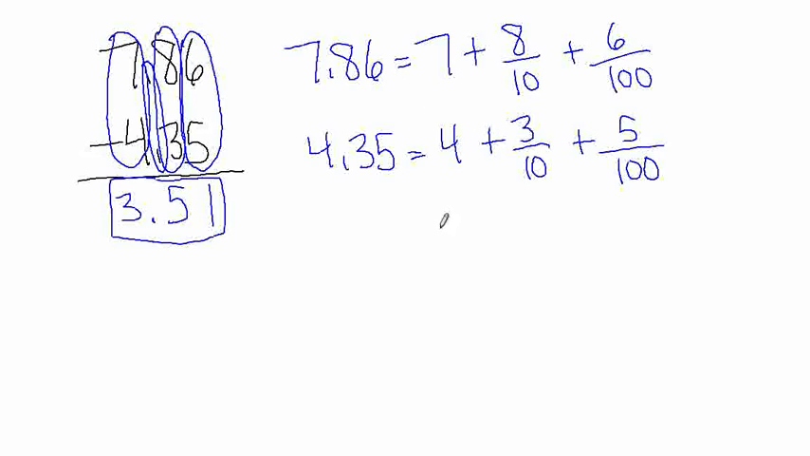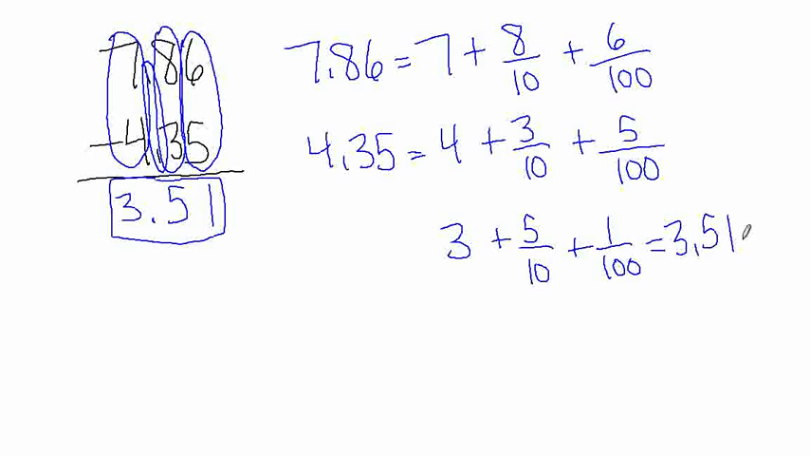So 7 minus 4 gives 3. 8 over 10 minus 3 over 10 gives 5 over 10. 6 over 100 minus 5 over 100 gives 1 over 100. So that final sum is equal to 3.51.